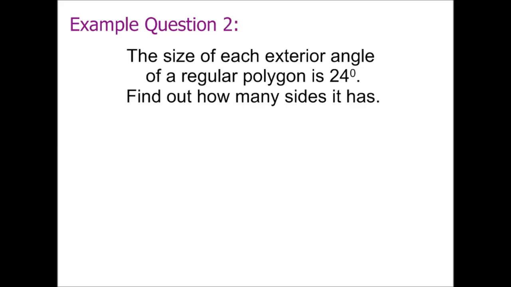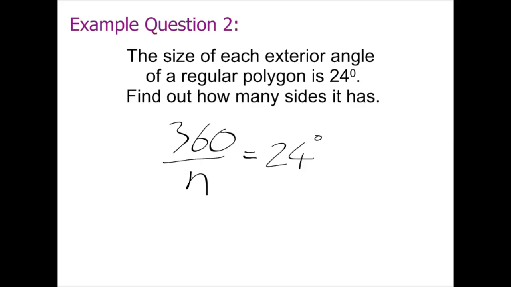Example 2: the size of each exterior angle of a regular polygon is 24 degrees. Find out how many sides it will have. Now this time we're given the exterior angle instead of the number of sides, so we're trying to find n. Now we know that if we divide 360 by the number of sides, we end up with the exterior angles. In this case, we're given those angles are 24 degrees. We need to find n. We're looking for that value there.